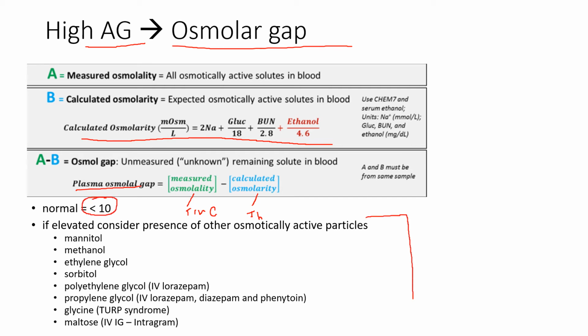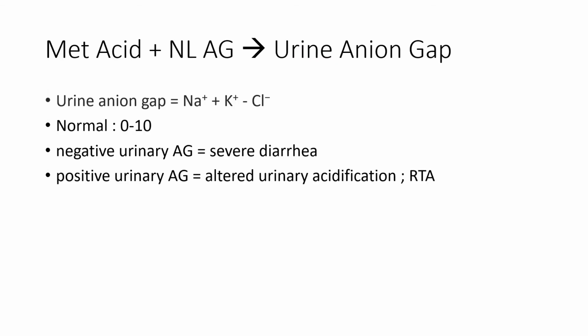If it's greater than 10, that means you have an osmotically active particle in the blood that's causing the ratio to be higher. And that's things like methanol, ethanol, right? Sorbitol. These are things that will increase the osmolarity of the blood, sometimes increasing acidosis along with it. So it will cause your high anion gap acidosis. And these are also part of the MUDPILES mnemonic, okay? So the osmolar gap will also give you the etiology behind your high anion gap in some cases when you see that it's abnormal.